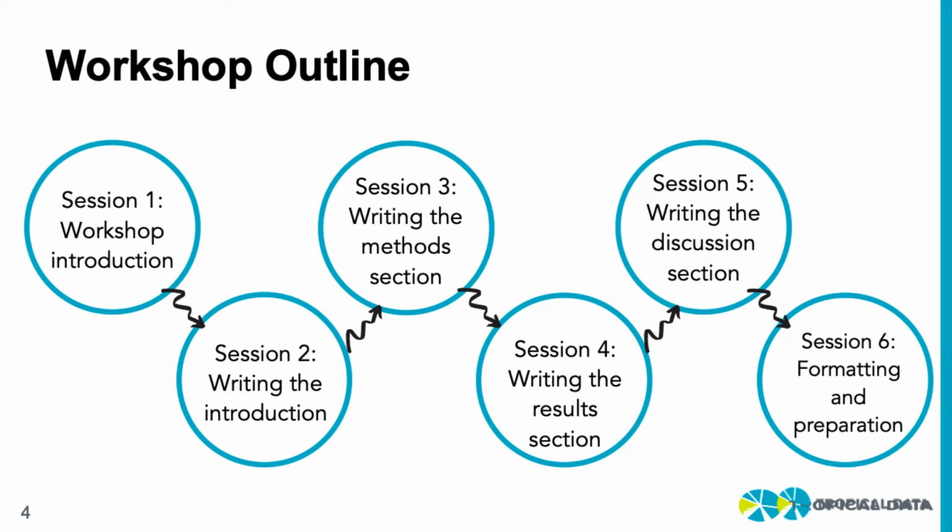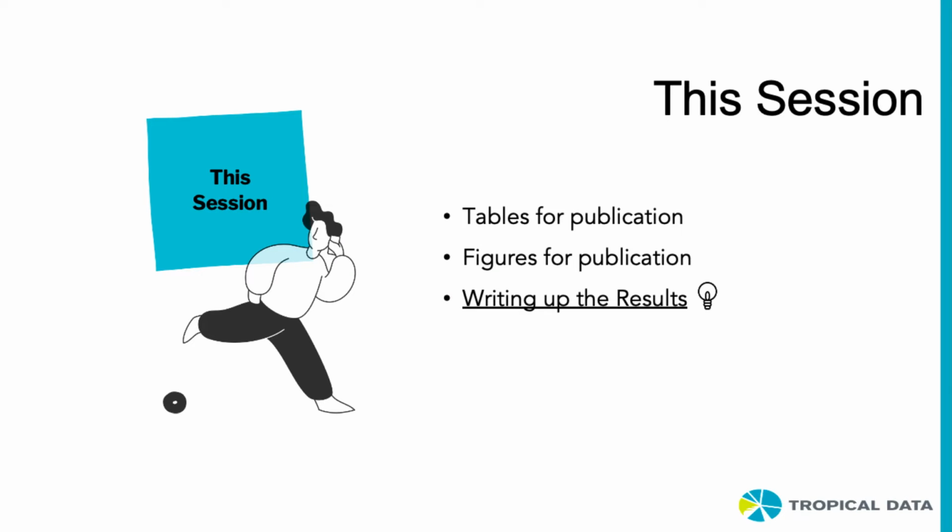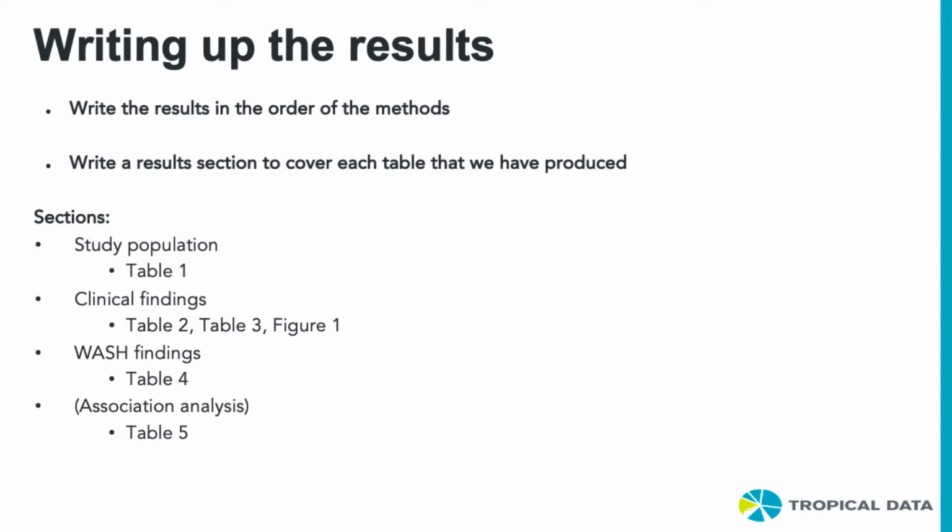This is the last part of Session 4, before we move on to the Writing the Discussion section. In this session, we will be looking at how to write up the results. Write the results in the order of the methods. Write a results section to cover each table that we have produced. The sections should be Study Population, Table 1; Clinical Findings, Table 2, Table 3, Figure 1; WASH Findings, Table 4; and Association Analysis, Table 5.